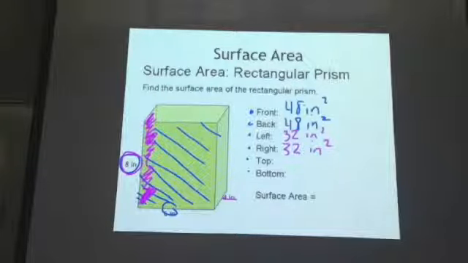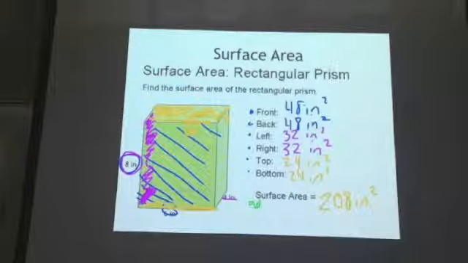Let's move on to my top. So my top is way up here. Let's work on area. I know that this side is 6, which means that this side is 6. So I'm looking at 6 times 4. So this one would be 24 inches squared and 24 inches squared. So by the time I add them all together, I would get 208 inches squared. So for surface area, if you want to add a note to yourself that says add all areas, that would be great.